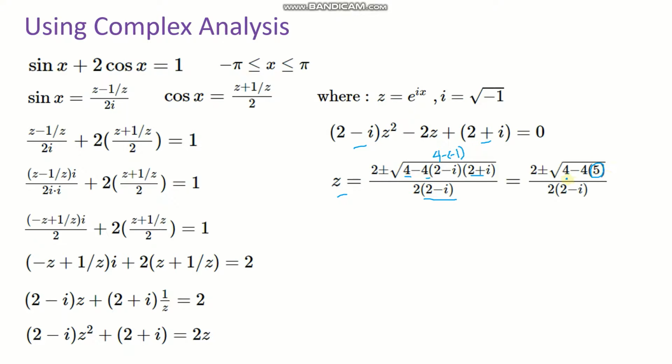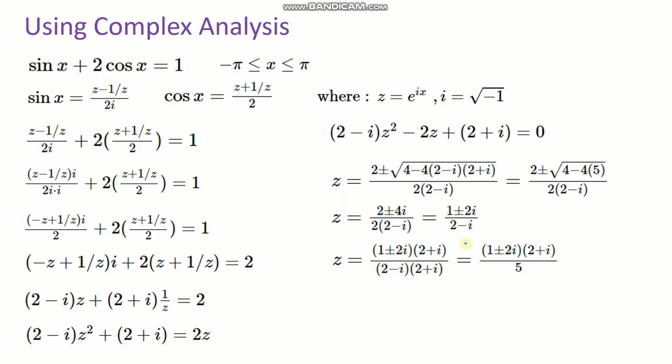Inside the radical we have square root of 4 minus 4 times 5. 4 times 5 is 20. So inside the radical we have 4 minus 20, which is negative 16, and the square root of negative 16 is 4i. So the numerator becomes 2 plus or minus 4i, all over 2 times (2 minus i). Cancel the 2, we have (1 plus or minus 2i) over (2 minus i). To remove the i in the denominator, we multiply by the conjugate. So we multiply both numerator and denominator by 2 plus i.